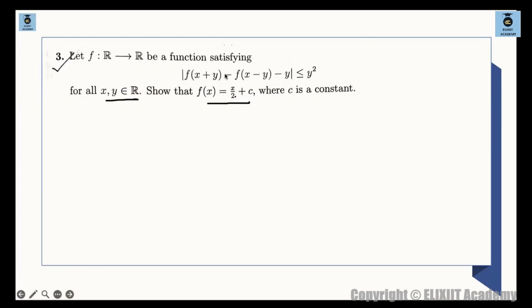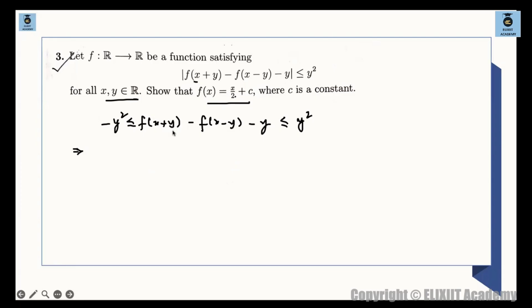Okay. So these are quite common formats. I have said this in my limit lectures as well. f of x plus y minus f of x minus y, these formats are quite common, right? So first you break this mod over here. Once you break this mod, we get f of x plus y minus f of x minus y minus y, this quantity lying between minus y square and y square.